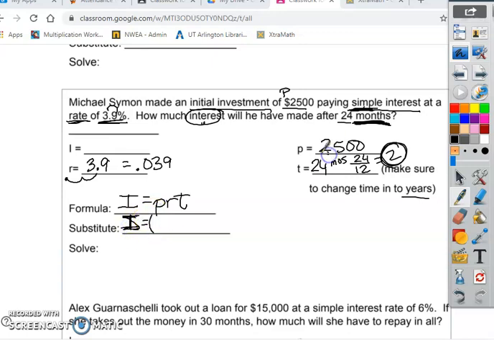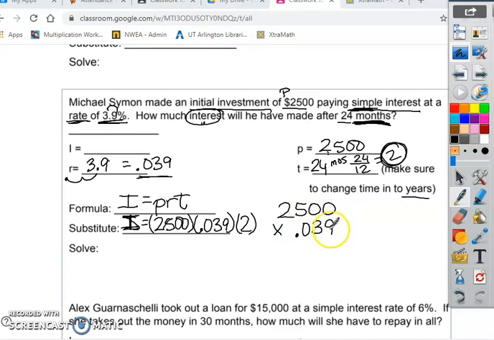Principal, $2,500, times rate, 0.039, and time, I don't use 24, I use 2. So you may want to pause the video to make sure you have enough time. I want you to multiply here for me. 2,500 times 0.039. If you don't know your nines, list them to the side. Try to start multiplying. And then I'll let you check the first row with me.